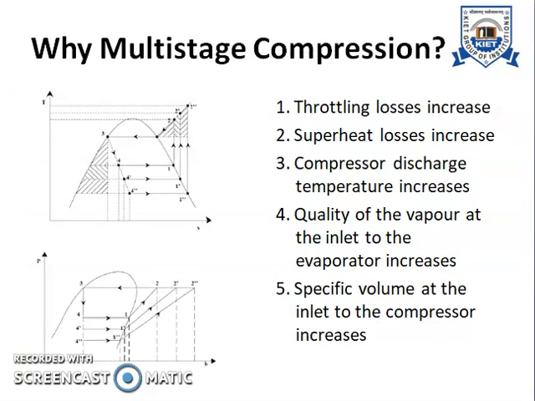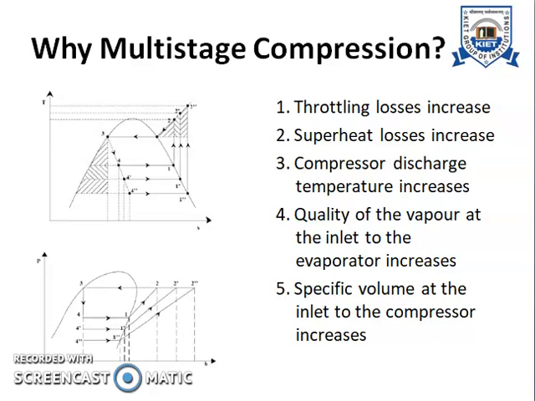Now, in this slide, we will discuss why we are going for multi-stage compression refrigeration system. If we use a single stage vapor compression cycle for these very low temperatures, then a number of losses take place. The first one is throttling loss, second superheating loss, third compressor discharge temperature increase, fourth quality of the vapor increase, and fifth specific volume increase. So let us understand one by one how the different losses increase.